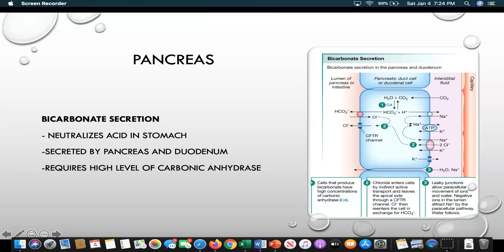You can see here in the picture to the right, the chloride enters the cells by indirect active transport and leaves the apical side through a CFTR channel. Chloride then re-enters the cell in exchange for bicarbonate. The leaky junctions allow the paracellular movement of ions in water. Negative ions in the lumen attract sodium by the paracellular pathway, and water follows.